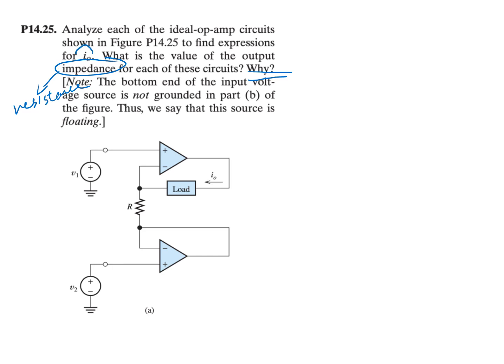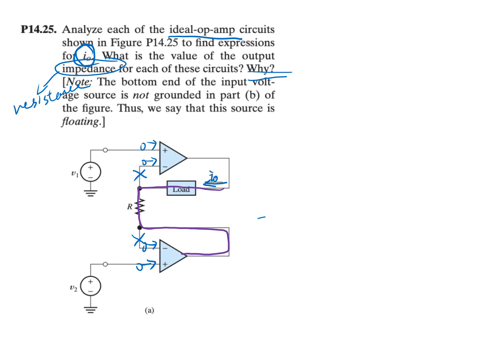Well, so we need to find I_O. I_O is the current here. That's the current flowing through the load. Well, let's see. We have I_O flowing through here because these two are ideal op-amps. No currents here, no currents here, and no currents here, no currents here. Well, so we can see that if there's no current here and here, the only way the current flows is through this route.